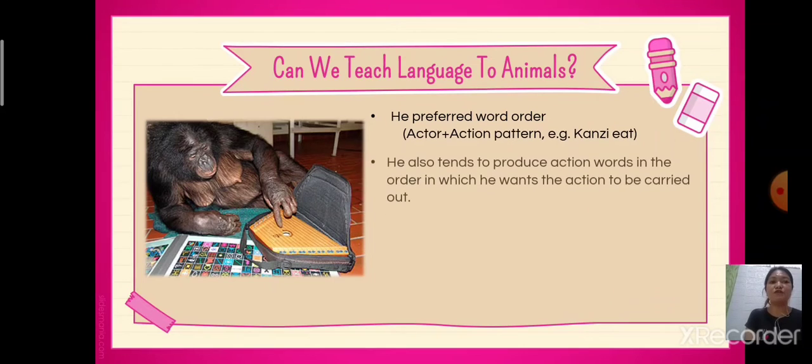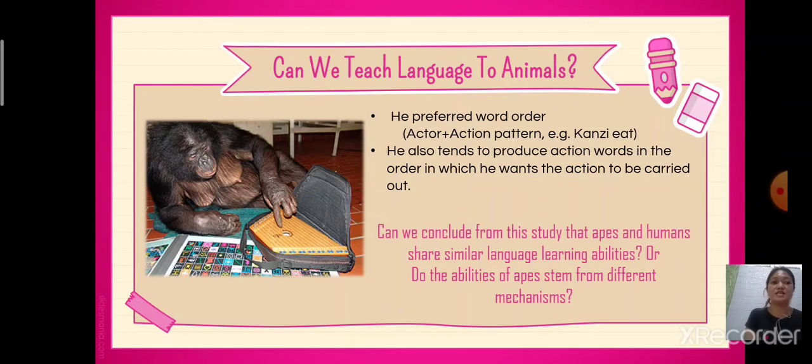So Kanzi preferred a word order, which is the actor plus action pattern. First, Kanzi is going to say the actor, and then later on says the action. For example, when he wants to eat banana, he says, Kanzi, banana, or Kanzi, eat. If he wants to sleep, Kanzi, sleep.